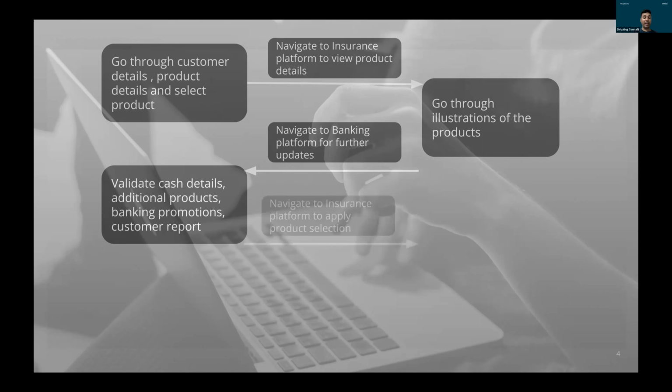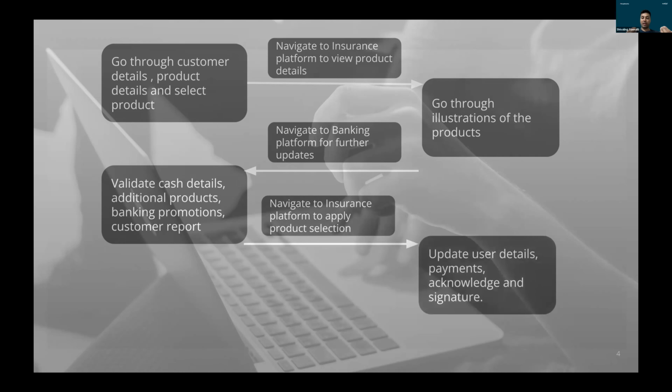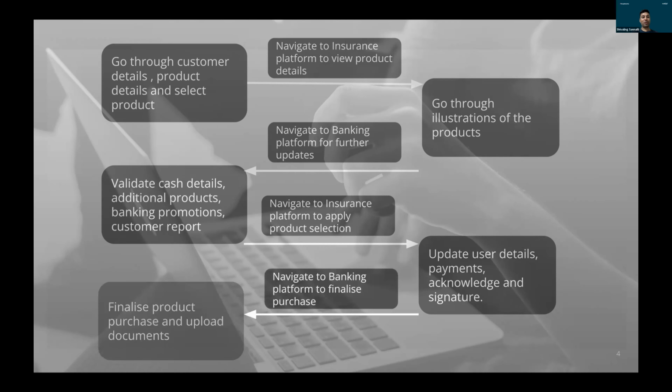Once they validate everything, again they will be taken to the product platform to actually update more details around the payment and acknowledgement. They will have to do the signatures. It will be a long journey on the product platform. So they will do this journey, and then again they will be navigated back to the banking platform to do a finalization on the product purchase.